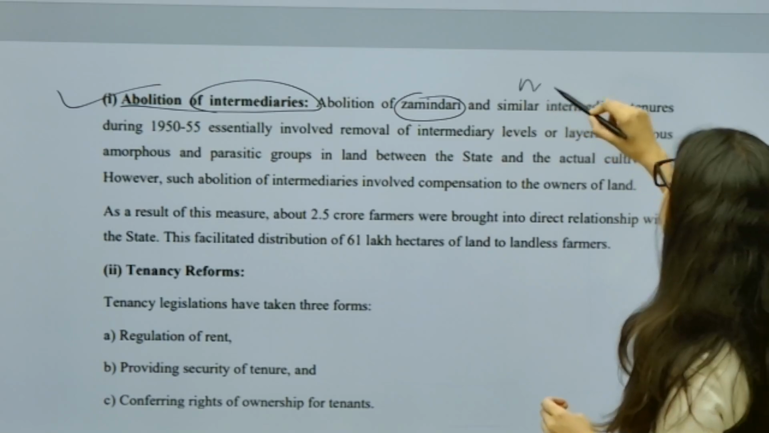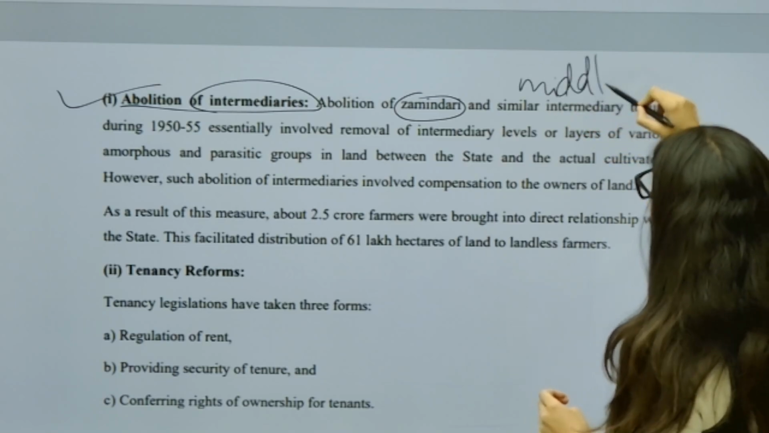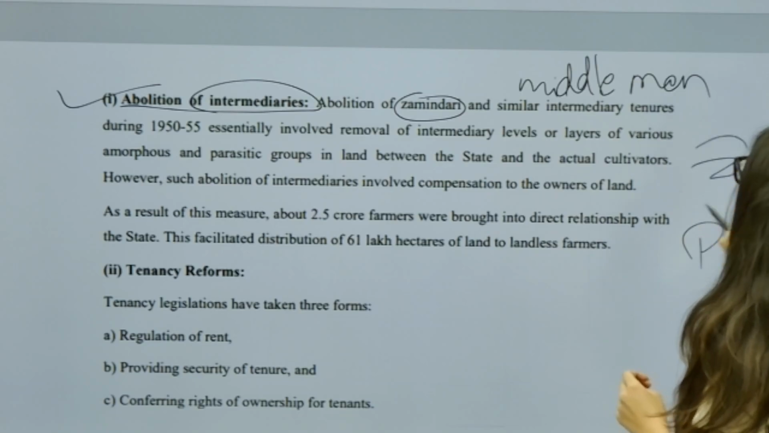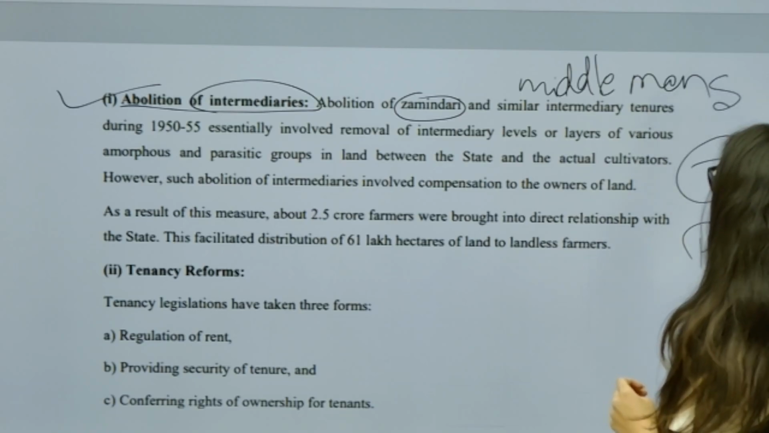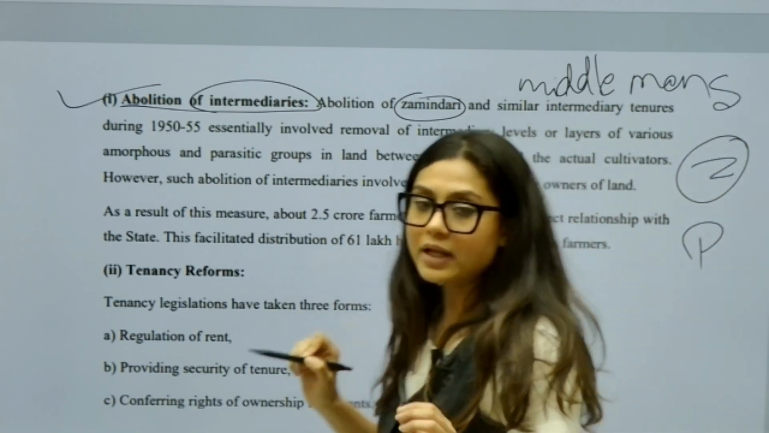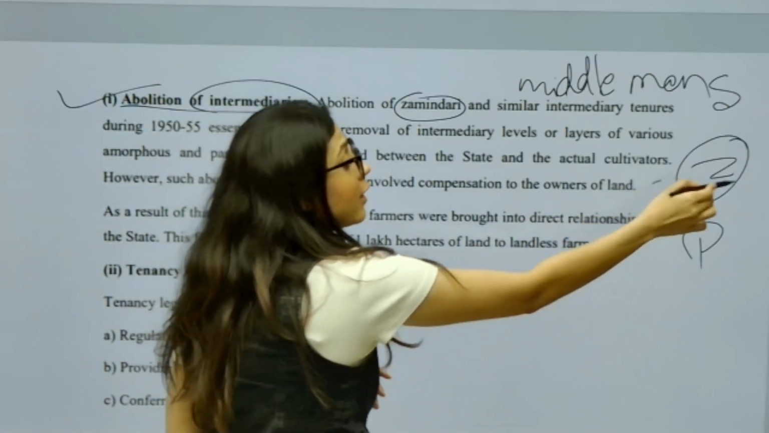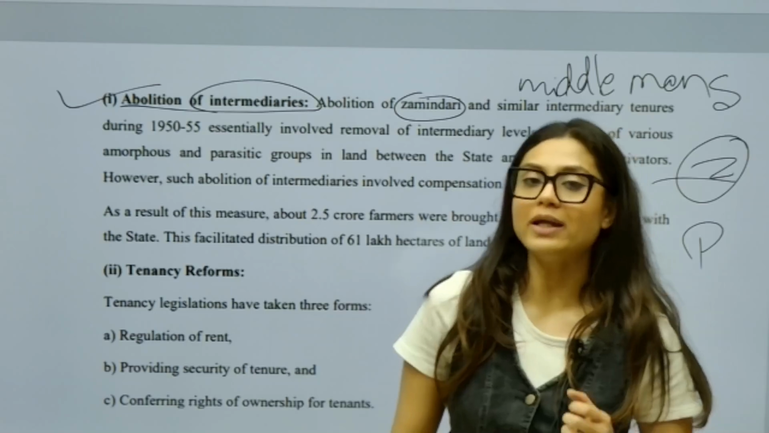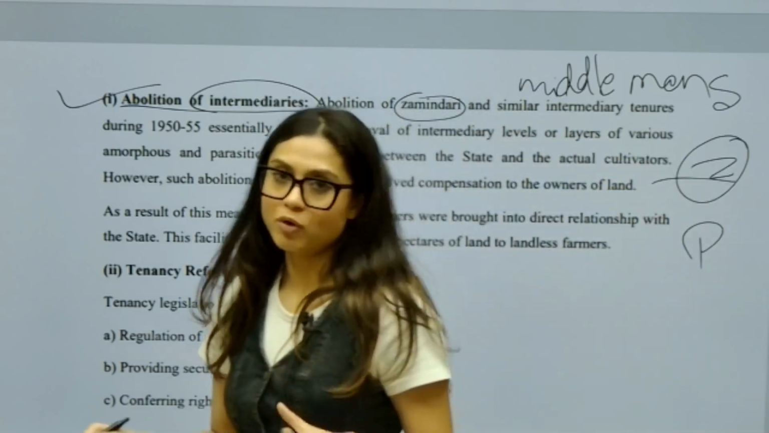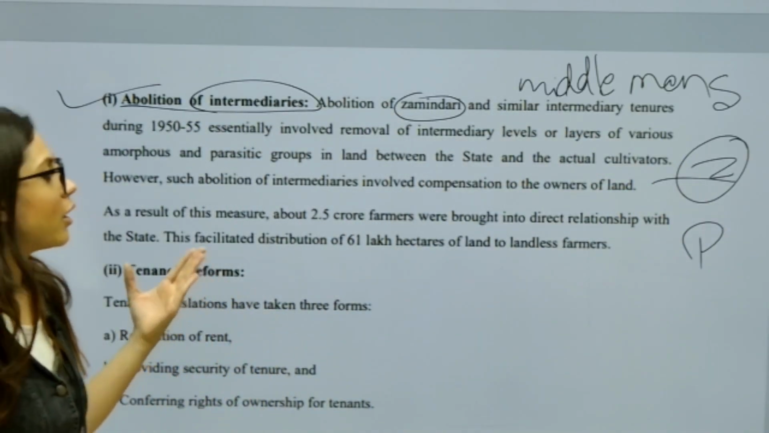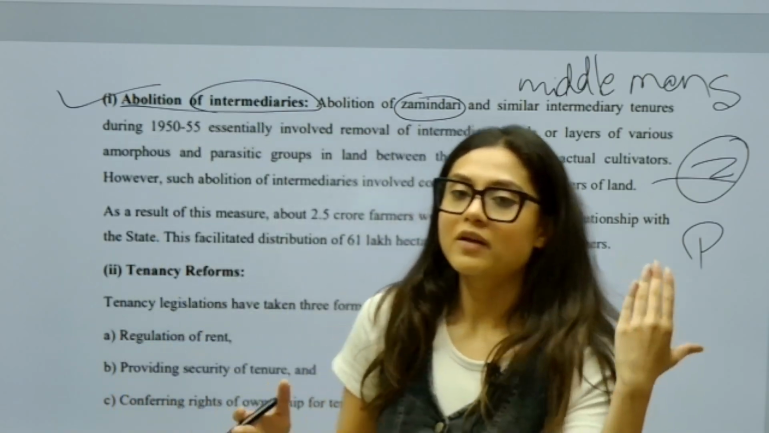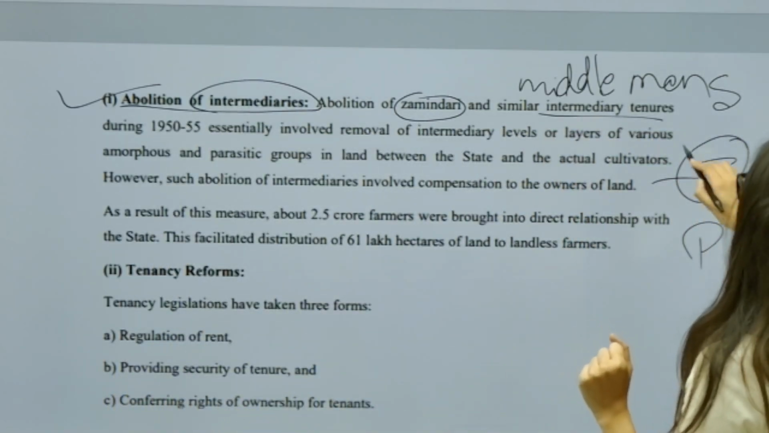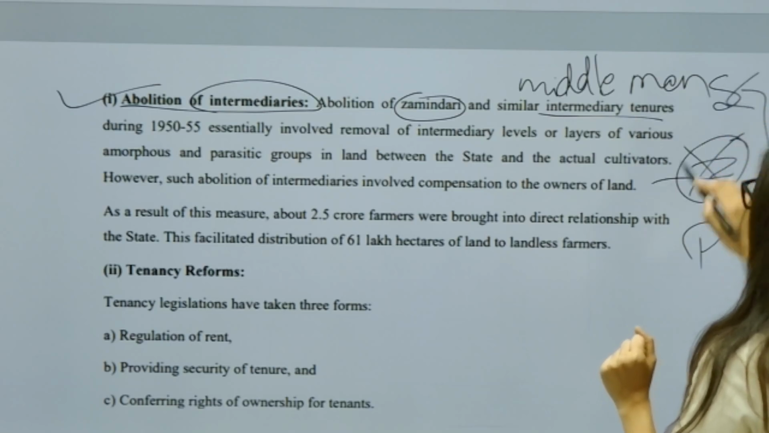Zamindars here means middlemen. To pay the revenue, the peasant had to give it to the zamindars, and the zamindars were responsible for giving it to the state. In earlier times, the zamindar used to take a large amount of revenue, keep it in their pocket and pass on a very small amount to the state. So the state saw that agricultural production was very low and revenue was extremely low. So this was removed, and peasants directly had to give to the state.